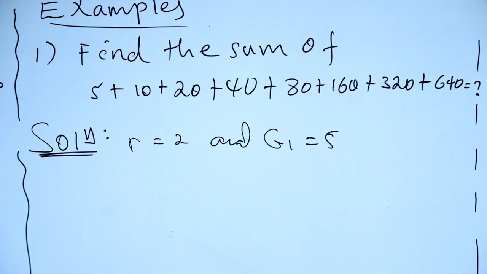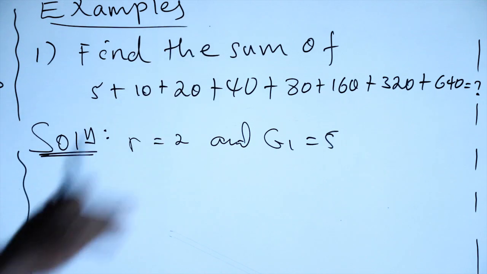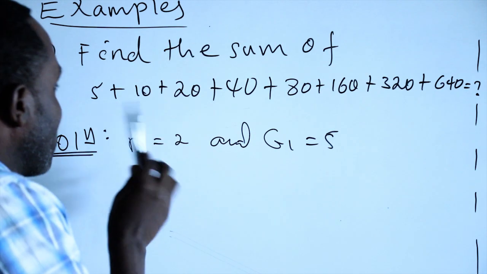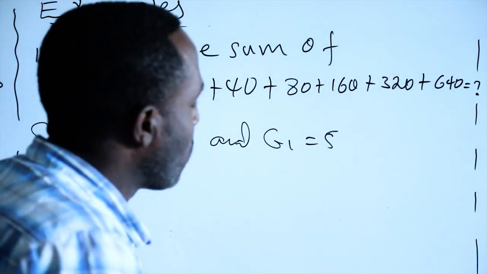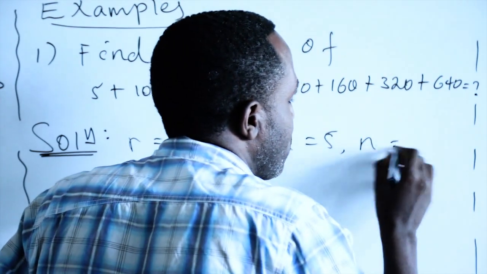What is the value of n? n means the number of terms of the sequence. So we can count it: 1, 2, 3, 4, 5, 6, 7, 8. So the number of terms of the sequence is 8.